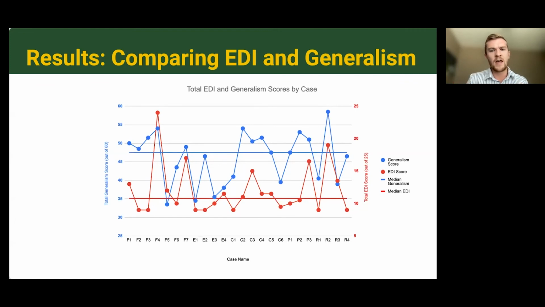This graph is a little bit busy, but it's just showing each of the 24 cases along the x-axis and how they scored for generalism, in blue, and EDI in red. And what we're just trying to see is if there's any relationship between the generalism score and the EDI score. As you can see, occasionally higher generalism scores correspond with higher EDI scores, but this is not always the case. So kind of a loose correlation. Next slide, please.